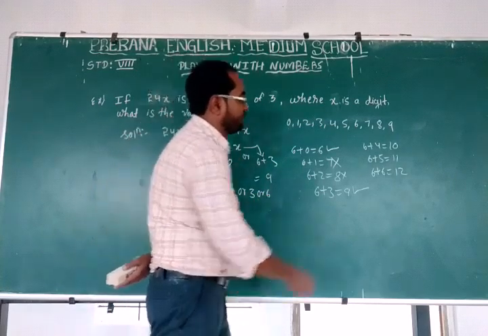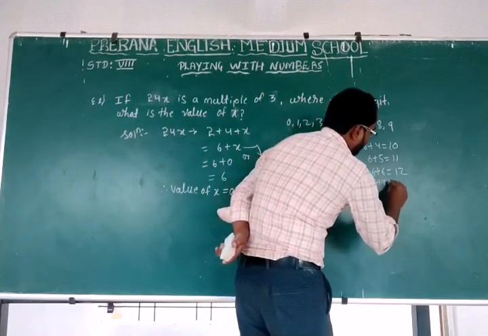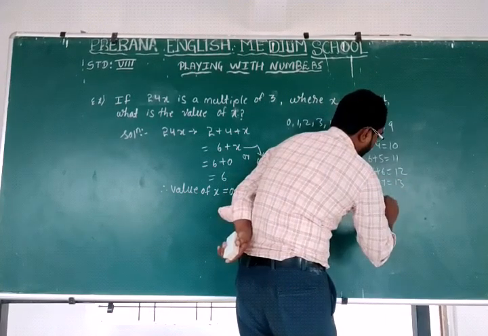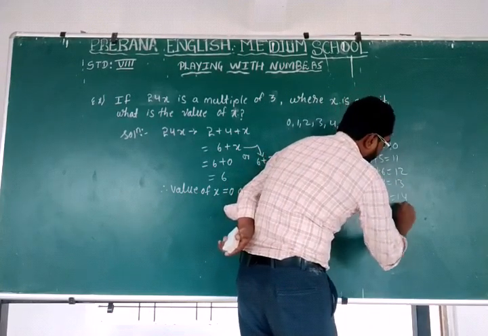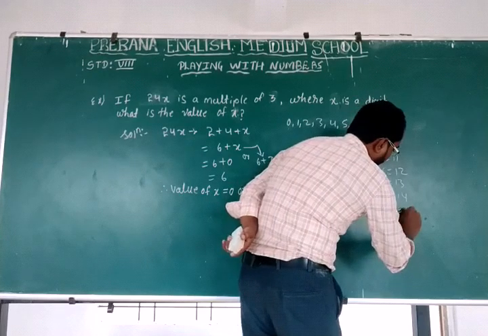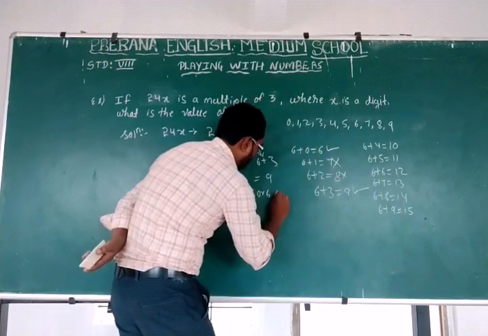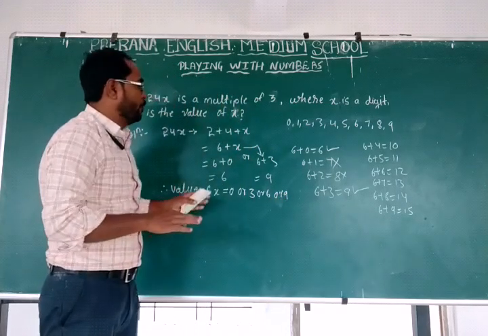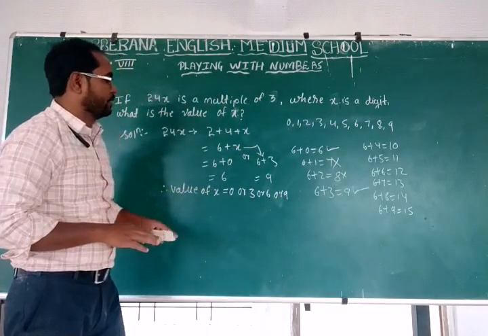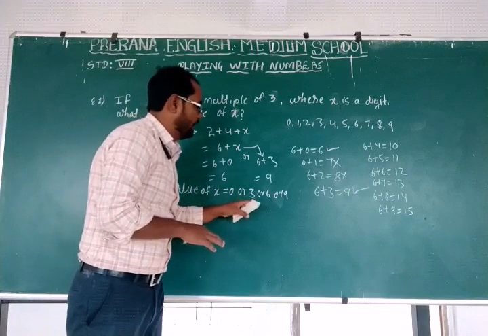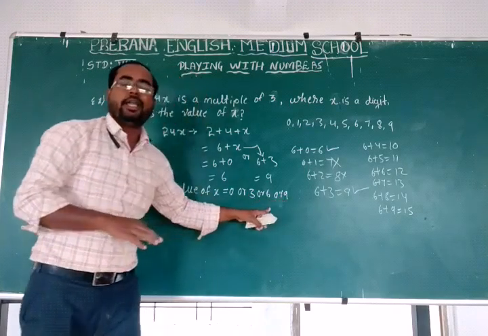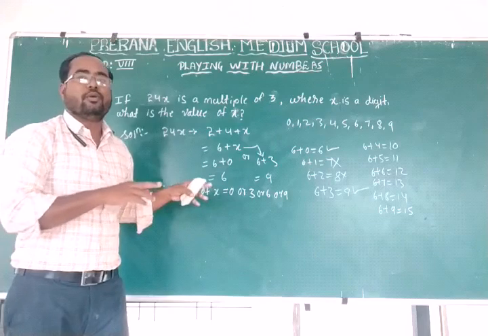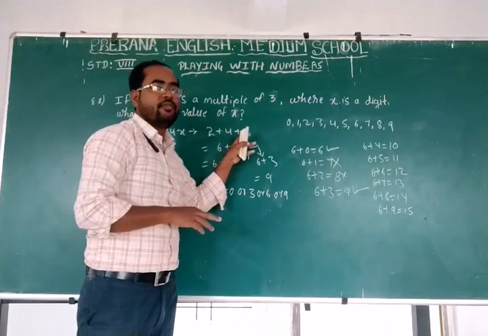Next, apart from 6, 6 plus 7 is equal to 13. 6 plus 8 is equal to 14. 6 plus 9 is equal to 15. So the value may be 9 also. So what are the possible values of x here? It may be 0 or 3 or 6 or 9. Any one of these values you can take as the value of x.